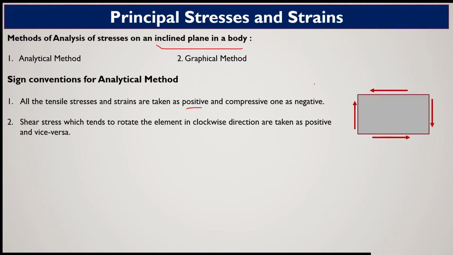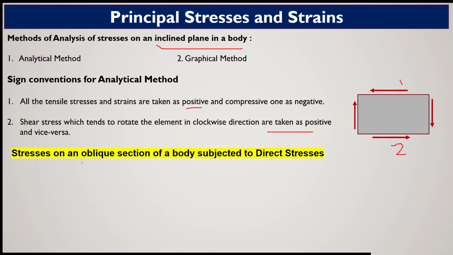Now if you see here, this is an element and shear force is acting on the surface. These components, 1 and 2, combined will try to rotate the element in the anti-clockwise direction. So this shear stress will be taken as negative, and the shear stress on the vertical surfaces has the tendency to rotate the body in the clockwise direction, so it will be taken as positive. This is the way to decide the sign convention before using the analytical method.